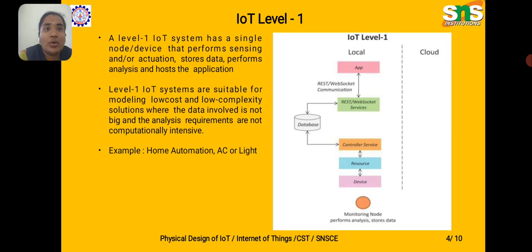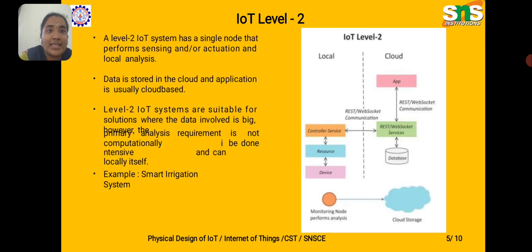In this level 1, the IoT system has a single node device that performs sensing, actuation, storing data, analyzing, and hosts the application. Level 1 IoT systems are suitable for modeling low-cost and low-complexity solutions where the data involved is not big and analysis requirements are not computationally intensive. Example: home automation, AC or light.